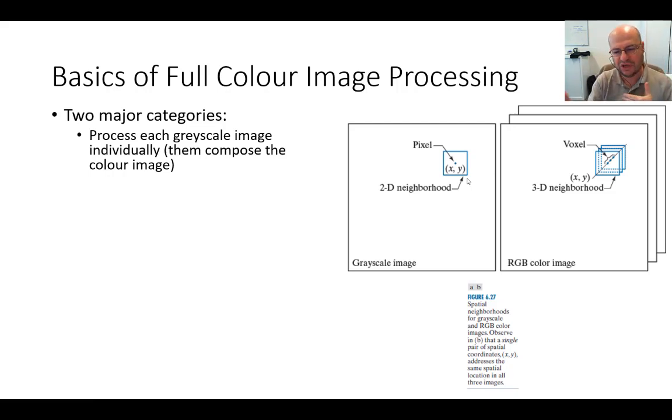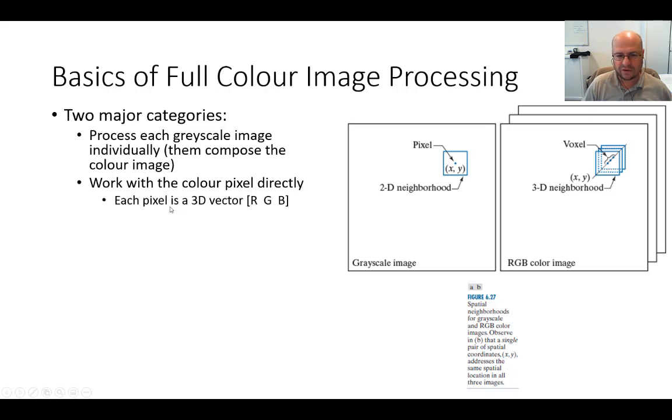If the image is an RGB, I should say the intensity matrices that compose a color image, you apply an individual process to the red channel, to the green channel, and to the blue channel, and then compose them into the color image, the same way that we did with the grayscale image. Or we can work with the color pixel directly, where the pixel is now a 3D vector.